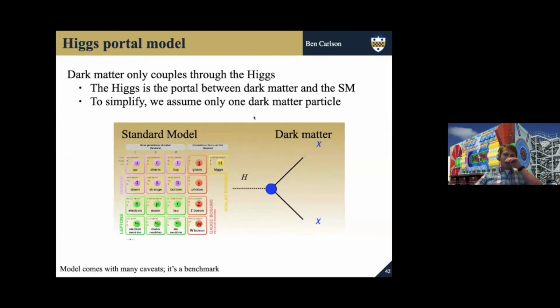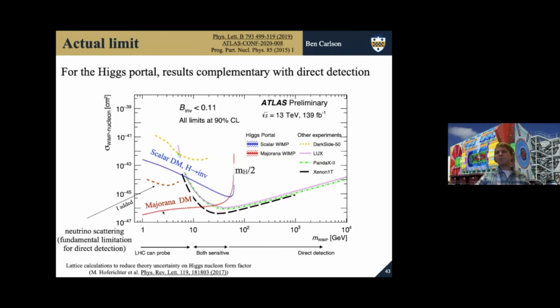So we would like to make that comparison, and the way that we do that is by making a simple model. You can think of it as a benchmark, and it has a whole bunch of caveats. But essentially what we assume is that on one side we have the standard model, on the other side we have dark matter. The Higgs boson is the only particle that allows these two sectors to talk, so it's the portal between the standard model and the dark sector. And we assume that there's only one species of dark matter, and so given those assumptions, we can make a simple curve to make comparisons to see what the sensitivity is.